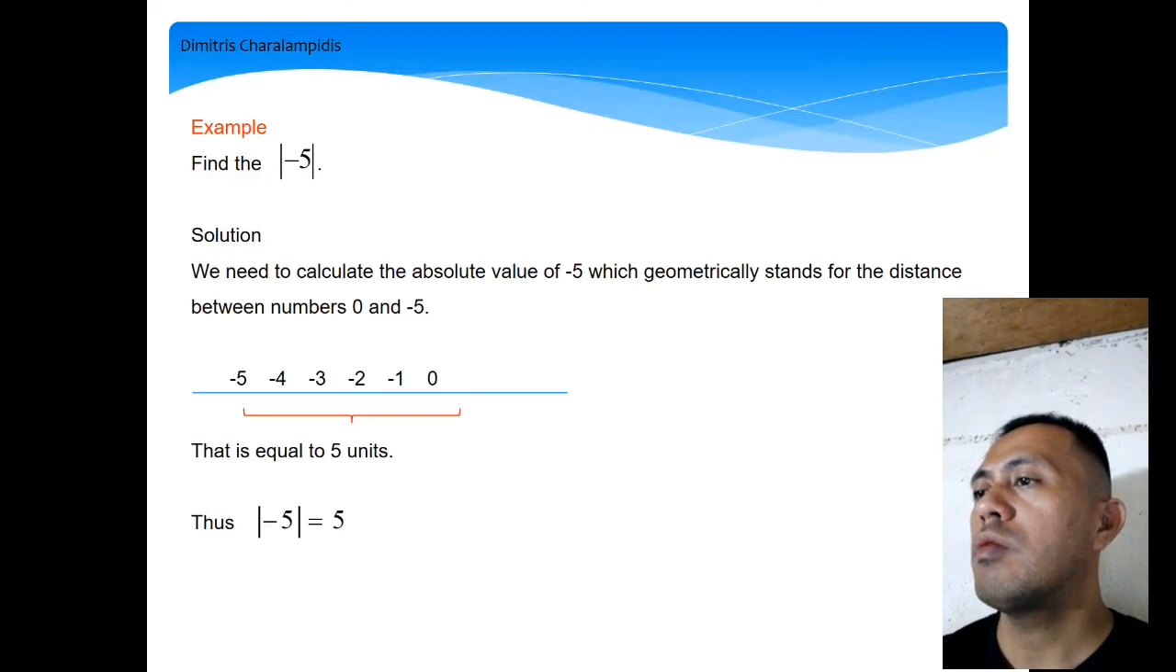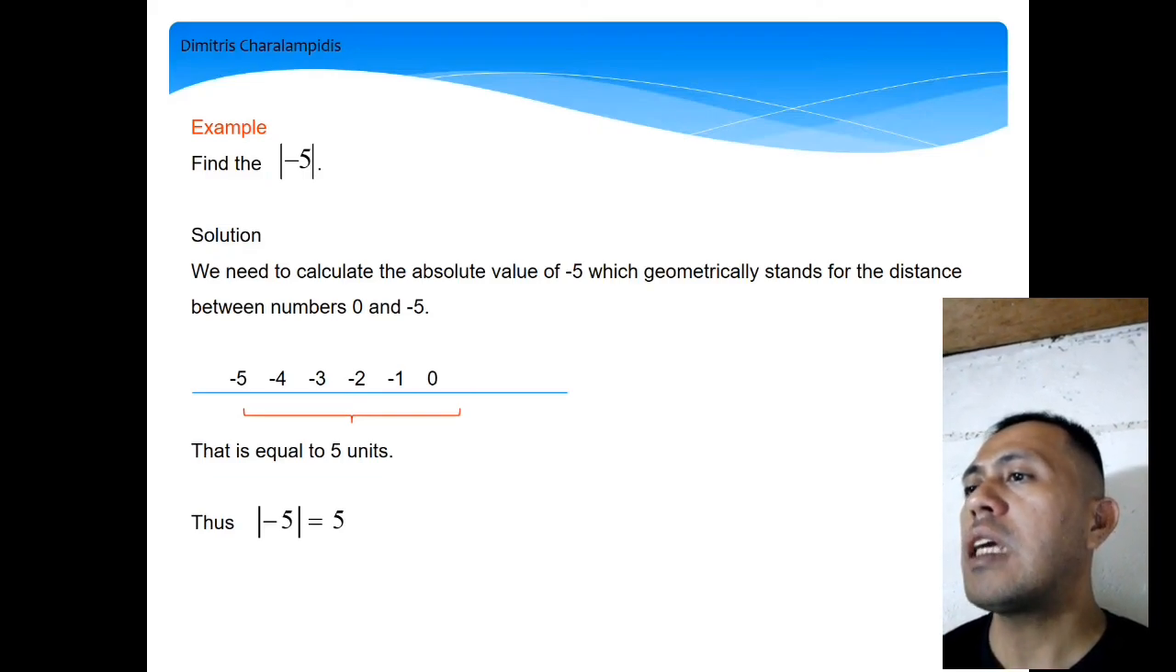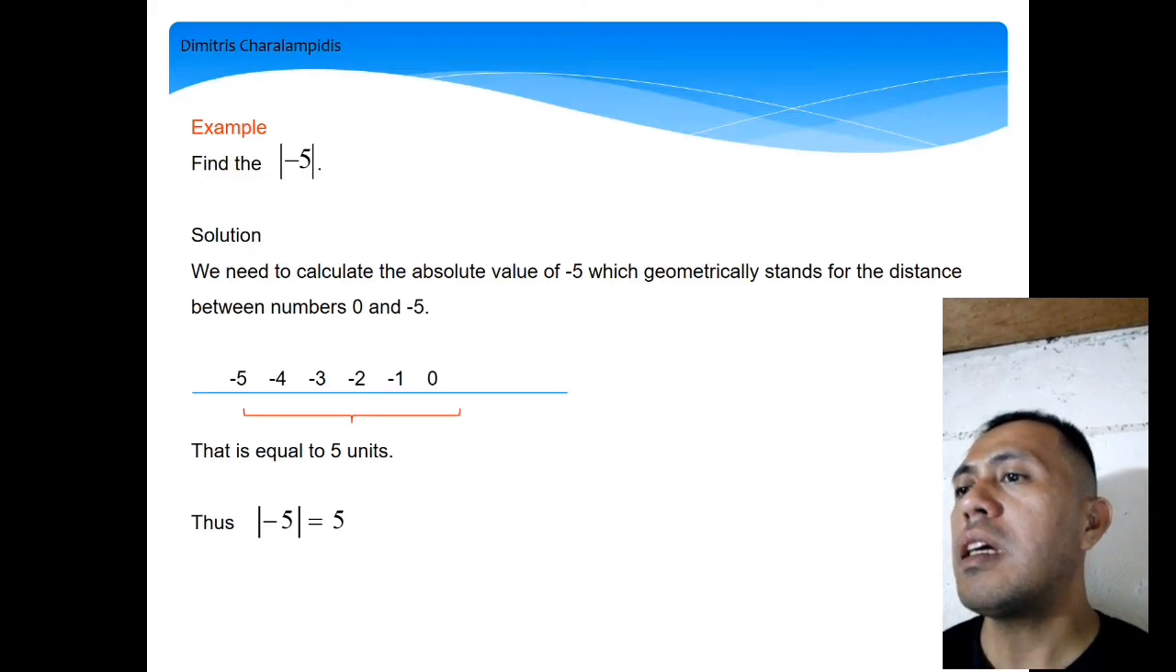Example number 2. Find the absolute value of negative 5. Now, let's calculate the absolute value of negative 5, which represents the distance between negative 5 and 0 on the number line. As shown in the diagram, the distance is also 5 units, so the absolute value of negative 5 is 5.